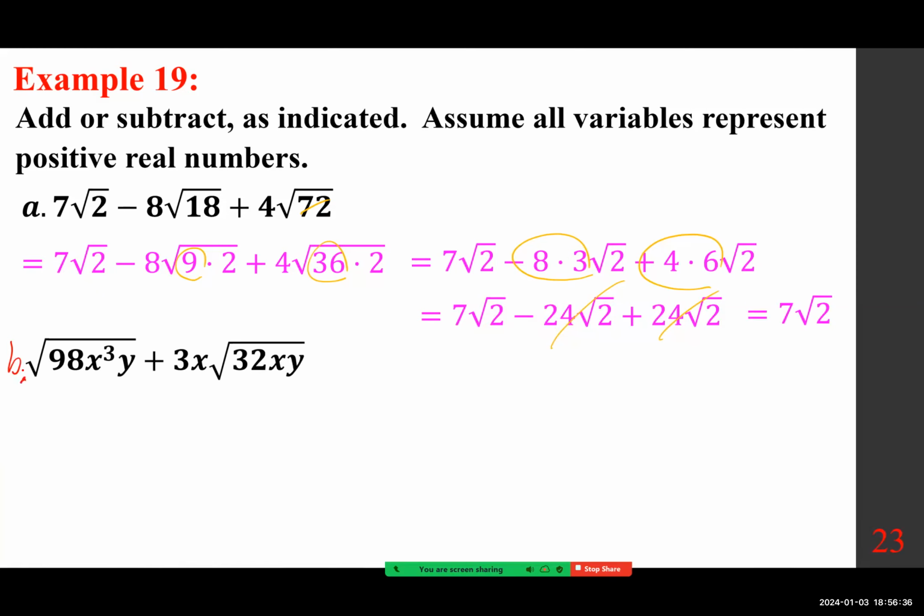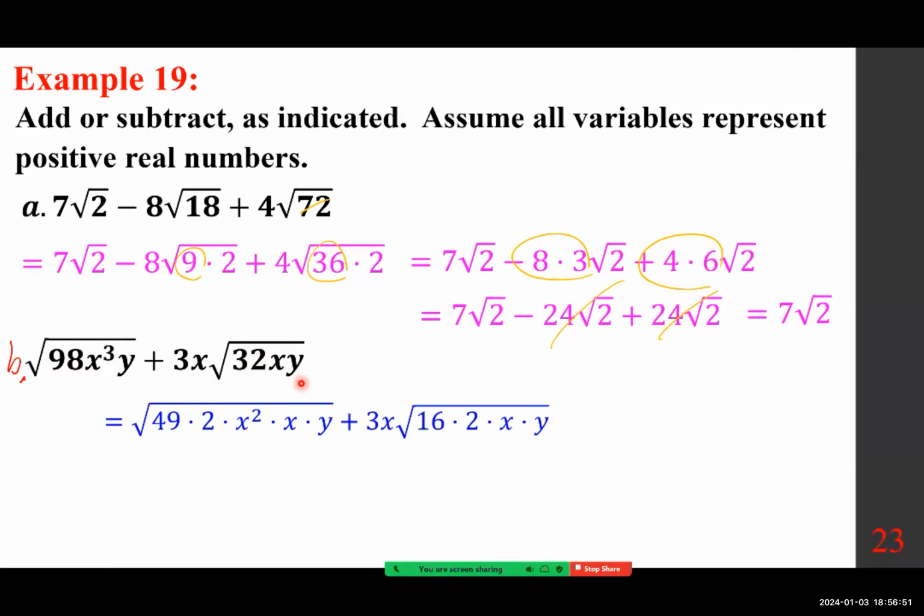Again, you can write this the long way. This is 49 times 2. This is x squared times x. And this one is 16 times 2. This is x times y. You can write it this way, or as I mentioned, just factor them out. This is 49 times 2, it's obvious. This one is divided by 3, remember, the index is 2. So this comes out as 7, and 2 remains. X squared comes out as x, and we end up with 2xy inside.